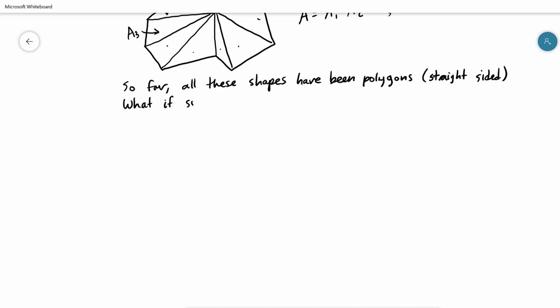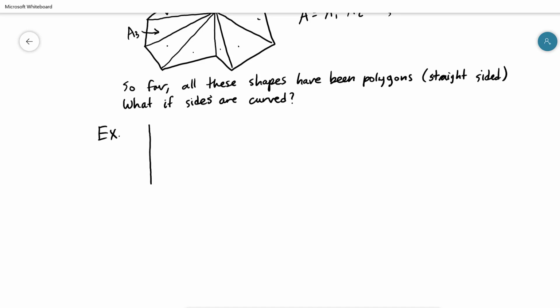So what if the sides are curved? That's going to be our goal. We're going to try to figure out how to find the area of a shape that has curved sides. So I want to take a look at an example and think about how we're going to do this.